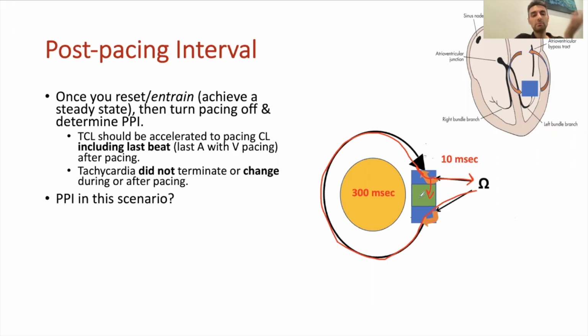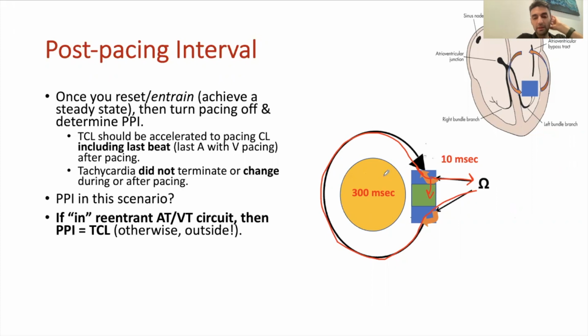Okay, so back to this example. In this case, the PPI is what? It will be around 20 milliseconds more than the tachycardia cycle length, because it took 10 milliseconds to go into the circuit and 10 milliseconds to exit the circuit. So the post-pacing interval would be 320 in this case, 20 milliseconds longer than the tachycardia cycle length. So you're around 10 milliseconds away from the circuit.